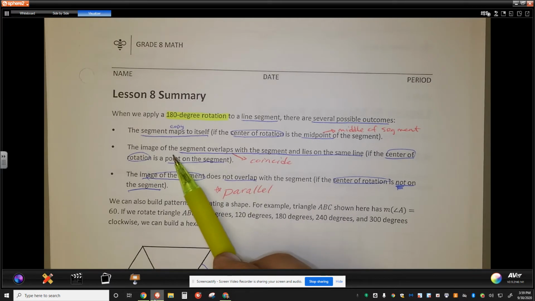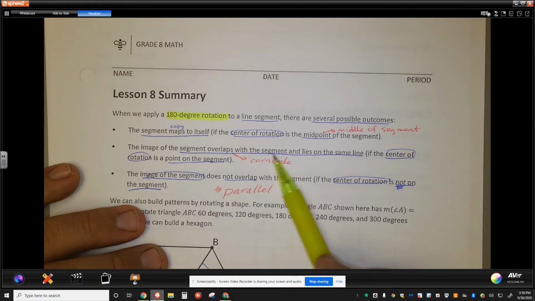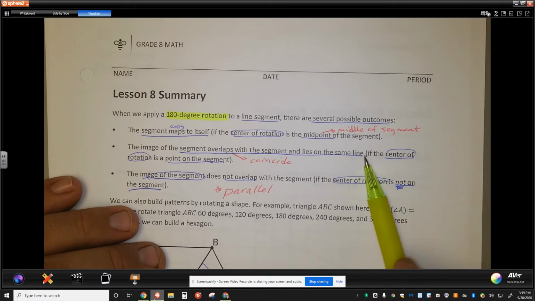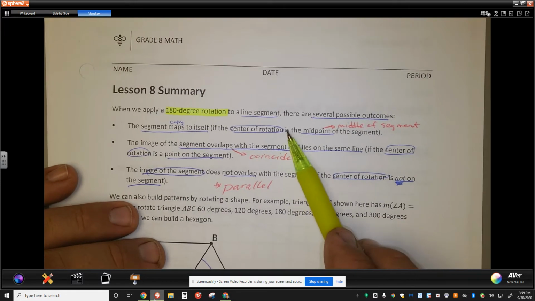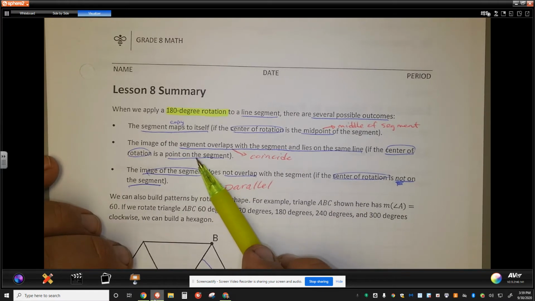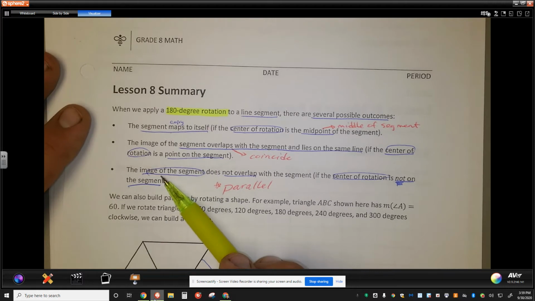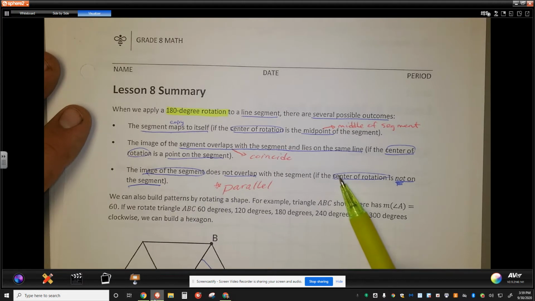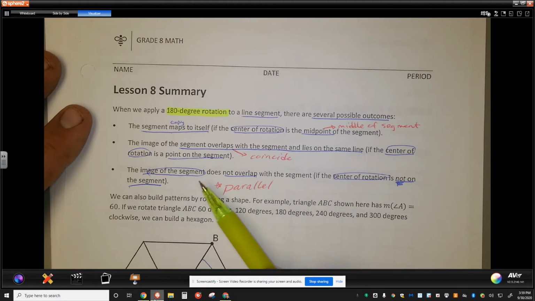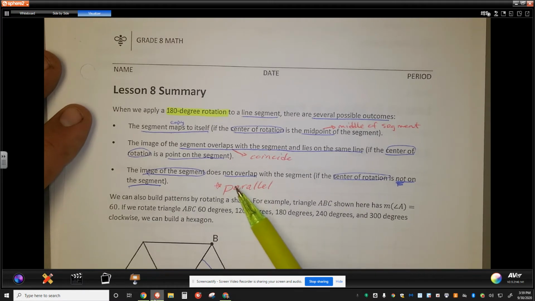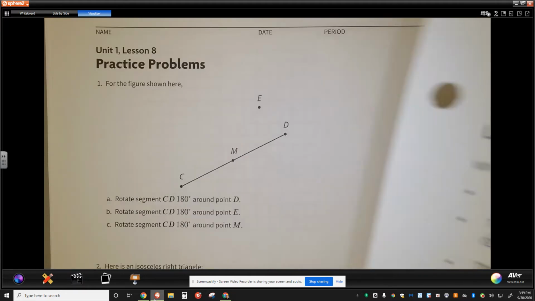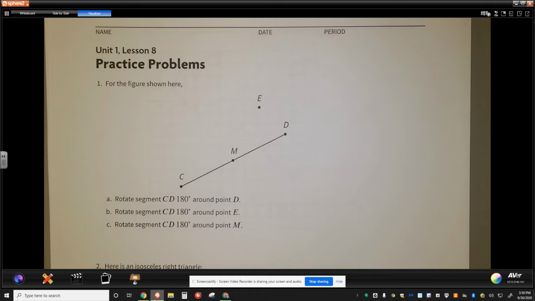We also know that if the image of the segment overlaps with the segment or lies on the same line, it could land on itself, but not necessarily right in the middle like it does right here. The center of rotation is a point that's on the segment. But if the segment doesn't map onto itself and sits somewhere off to the side, 180-degree rotations are always parallel to the original image. We're going to keep this close just in case we have any questions.